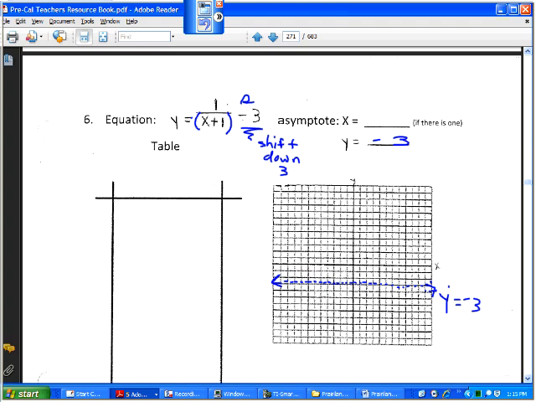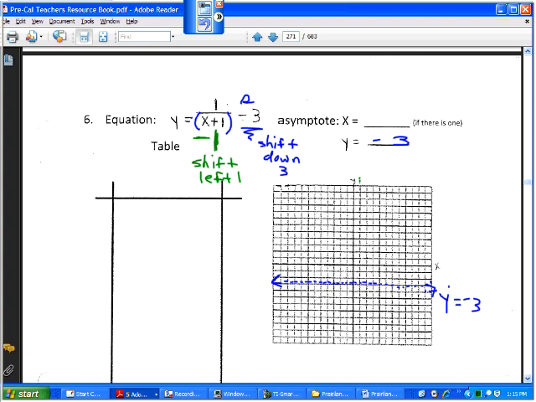We shifted down 3. So it moved our horizontal asymptote. What's inside happens to x in the inverse order of operations. You would undo subtraction by addition. So what's really happening to x is a minus 1, which means that we would shift left 1.